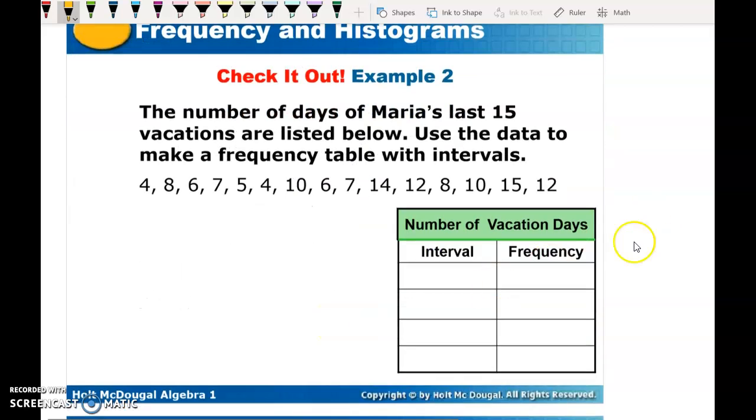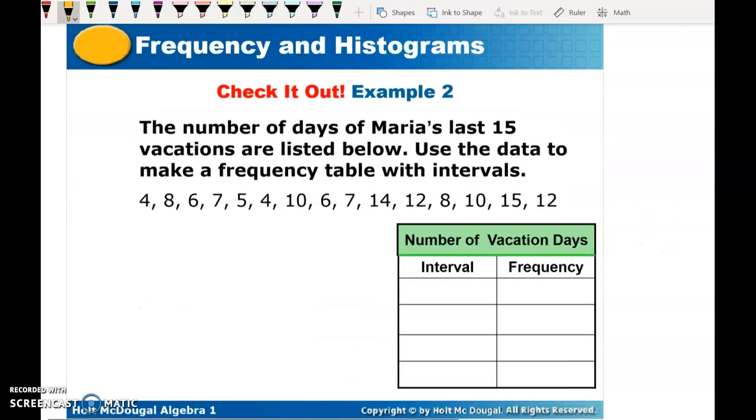Okay? All right, I believe there's another one down here. Yes. All right, I want you to try this one out, and you'll see my solution in the next video. Good luck.